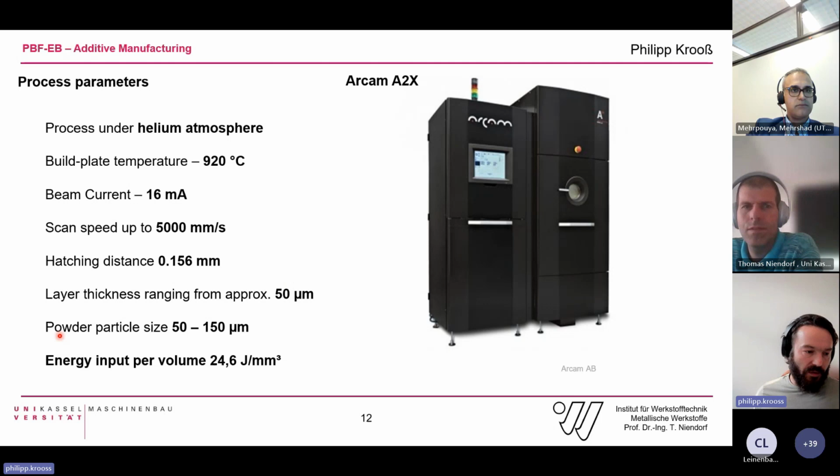And maybe one important thing, we use a larger powder fraction for the electron beam melting process. So SLM is mainly for 20 to 60 micron. Here we use 15 to 150 micron. So it's always good when we order powder, we can use it for both processes. All in all, this results in an energy input of 24.6 joules per cubic millimeter.